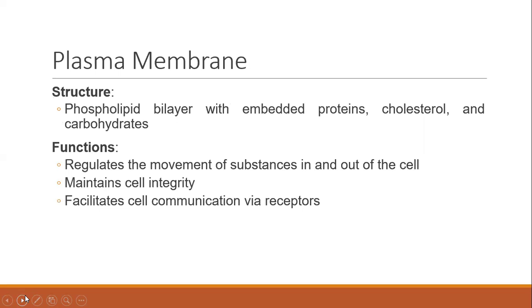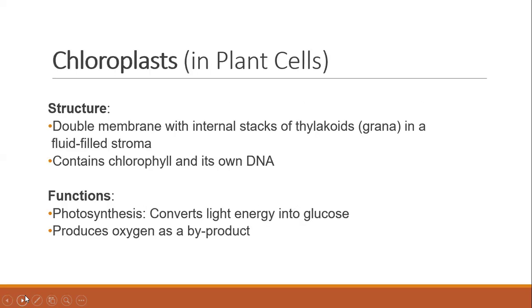The plasma membrane, it's the outer covering of a cell and is made up of phospholipid bilayer with embedded proteins, cholesterol, and carbohydrates. And the function of the plasma membrane includes regulation of the movement of substances in and out of the cell. The plasma membrane maintains cell integrity and facilitates cell communication through receptors.